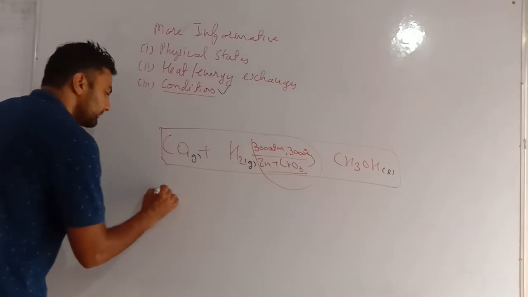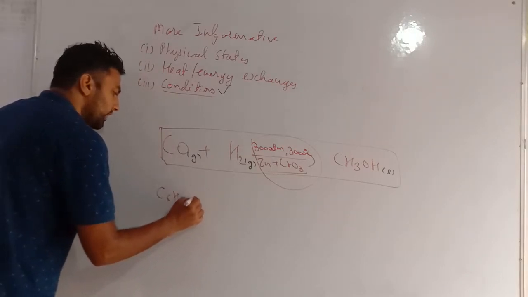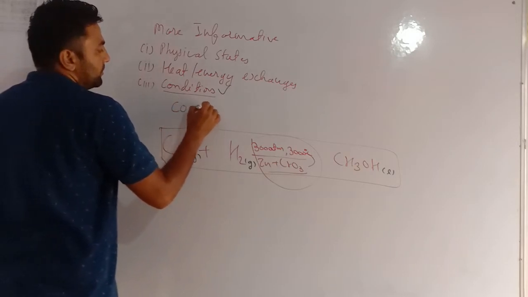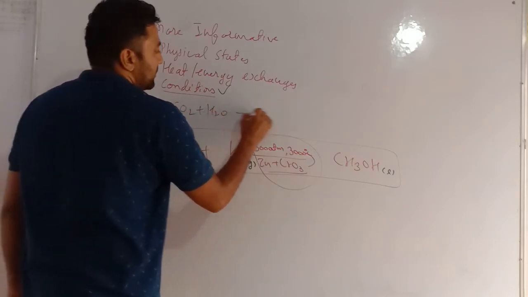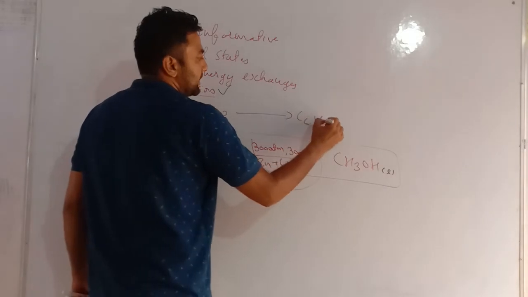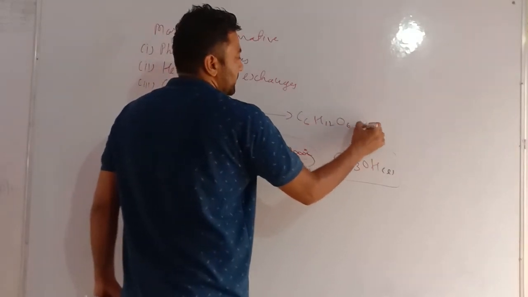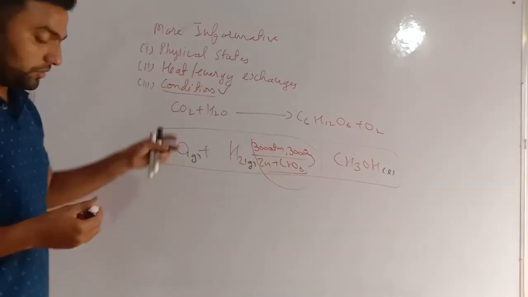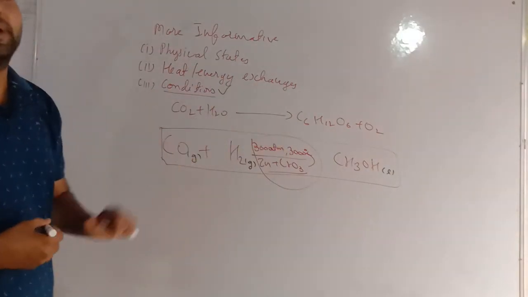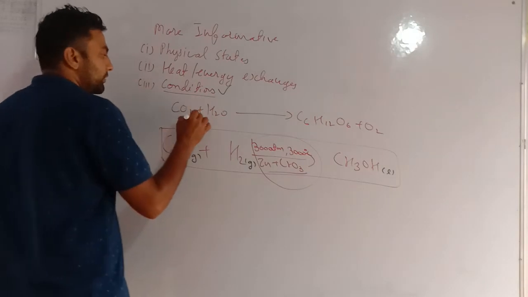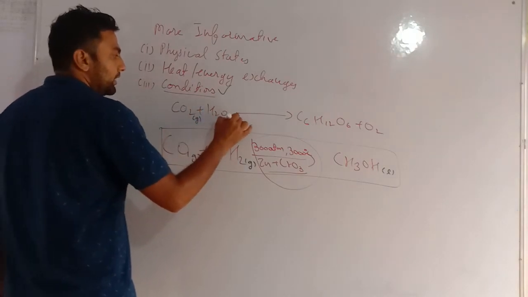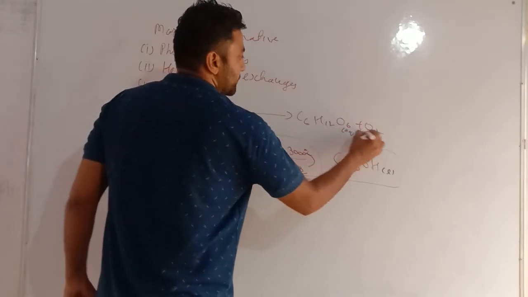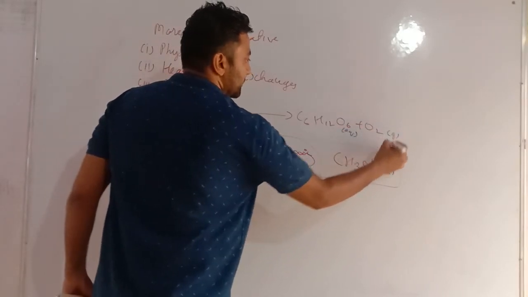For example, CO2 plus H2O giving us C6H12O6 plus O2. This is photosynthesis. You will say yes, we know. See now how I am making this more informative. CO2 gaseous form, H2O in liquid form, C6H12O6 in aqueous form, oxygen in gaseous form.